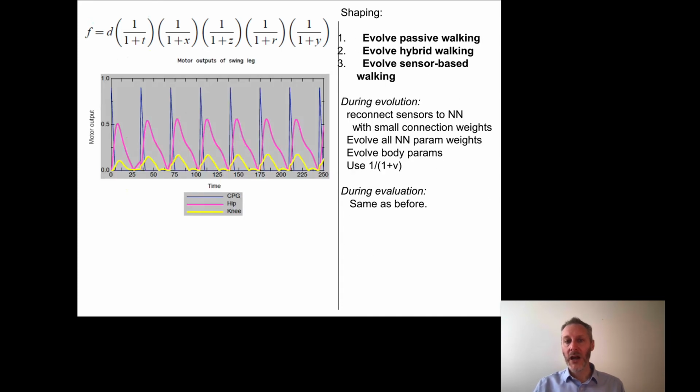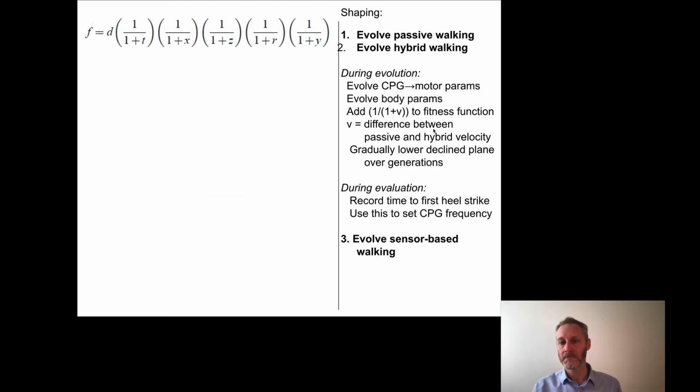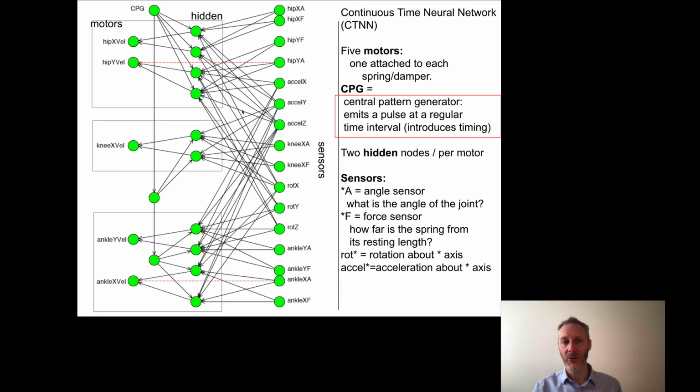So how do we do phase 3? In phase 3, during evolution, we're going to reconnect the sensors to the neural network with small connection weights. So let's go back to the neural network. We're going to add in all of these sensor neurons, and we're going to connect these sensor neurons to the hidden layer with synapses. But we're going to start by setting all of these weights from sensor to hidden to values near 0.